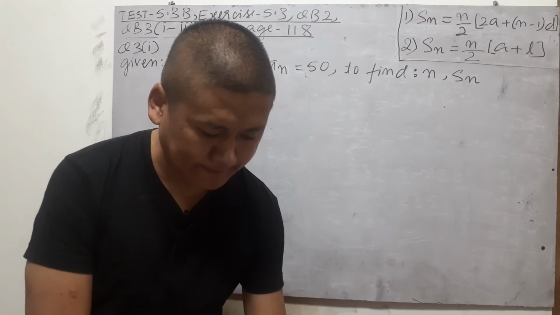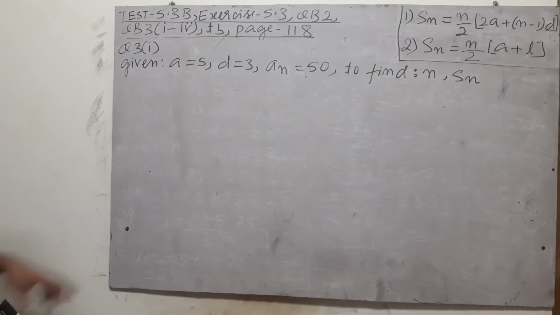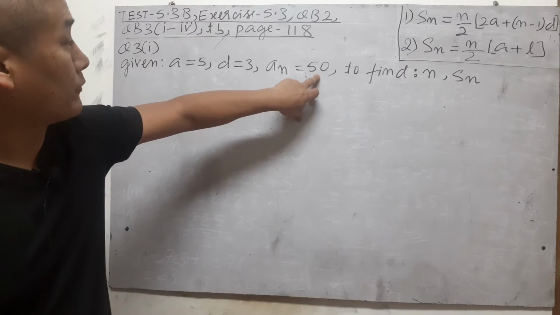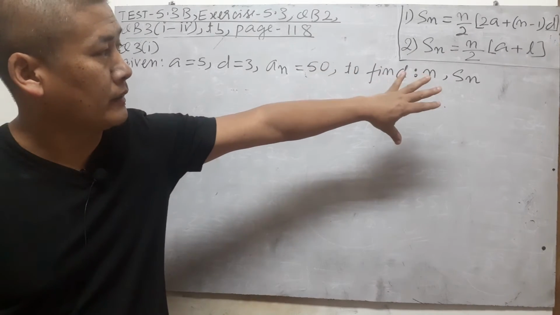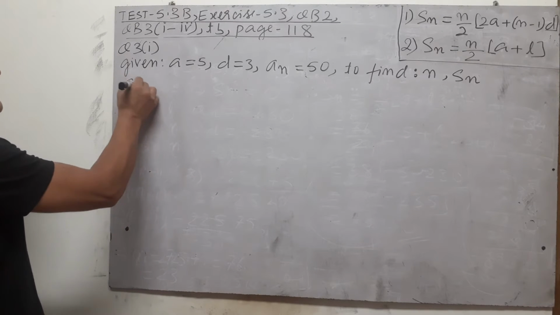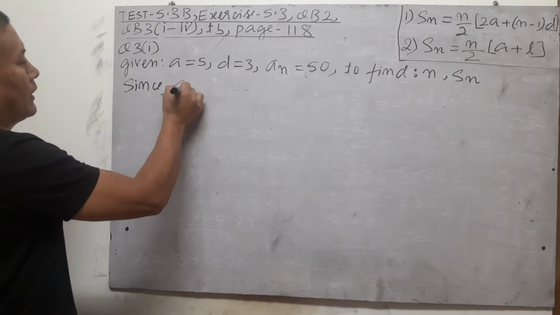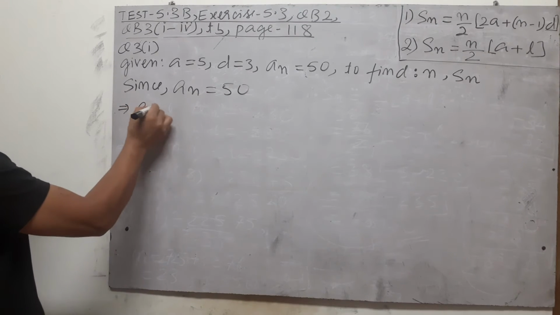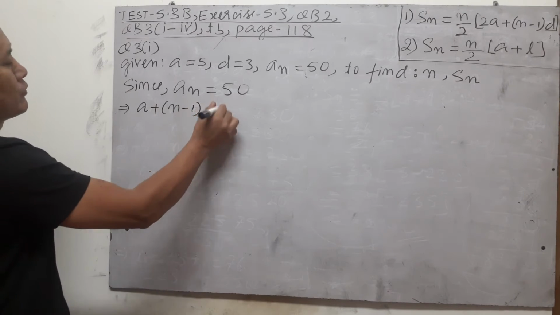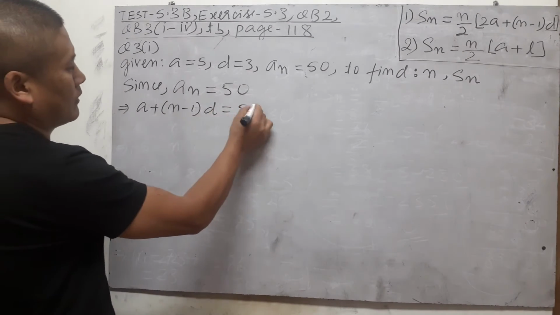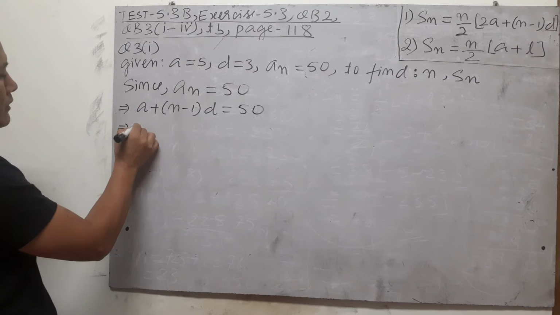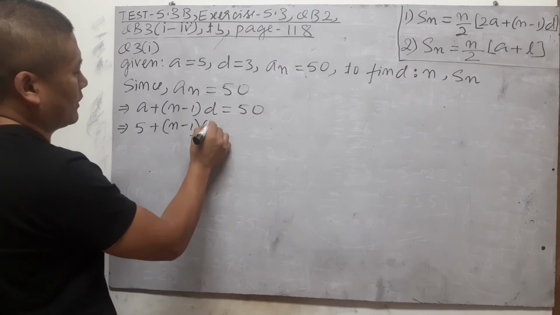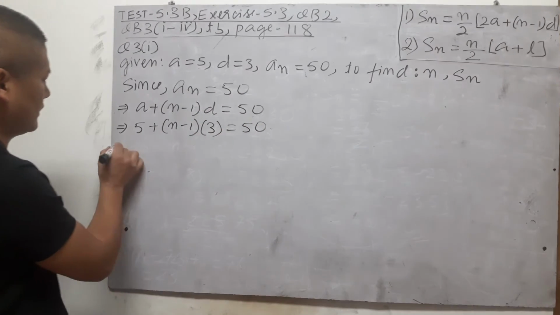So the data are given here, and we can see that a is given, d is given, and n is given. So we have to find n and Sn. Since this value is given as 50, we can apply the formula a plus (n minus 1) into d for an, equal to 50, because we know a and d, and n we are trying to find. That's why we're taking advantage of that.